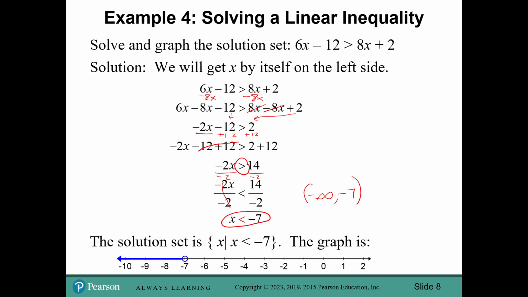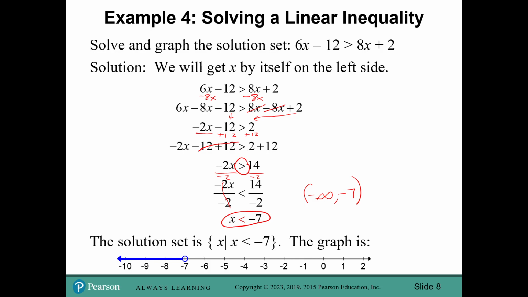But we also need to graph. The solution set is x such that x is less than negative 7. And the graph is we put an open circle on negative 7 here, and then we draw our line to the left because it's less than negative 7. Remember, don't color that circle in unless it's equal to.